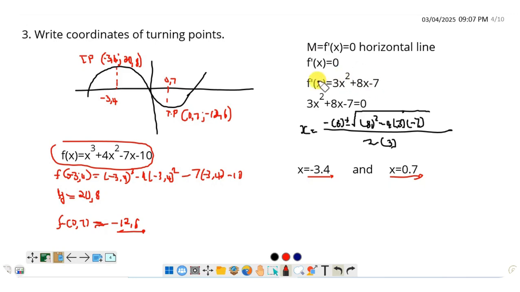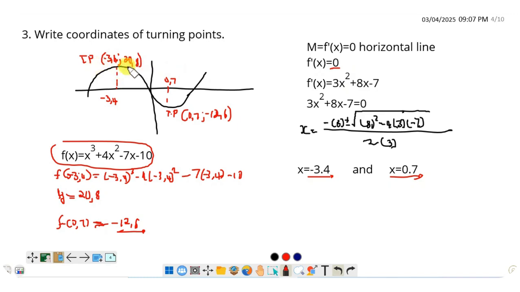Let's say I want a tangent at x equal to 1. I will substitute 1, then I will get the value of the gradient. So it won't be 0. It only becomes 0 at a turning point. When you substitute at a turning point, meaning here, if I substitute negative 3.4, I will get 0 because the gradient at that point is 0. Then the tangent line is horizontal.